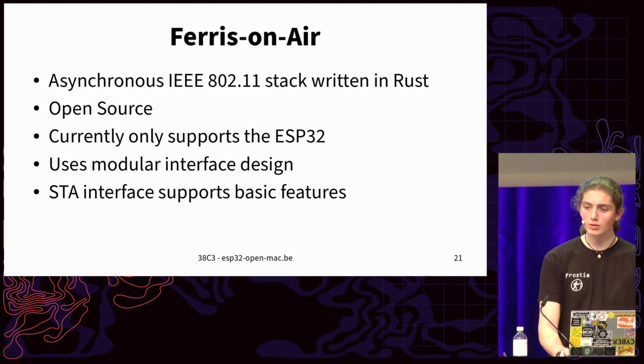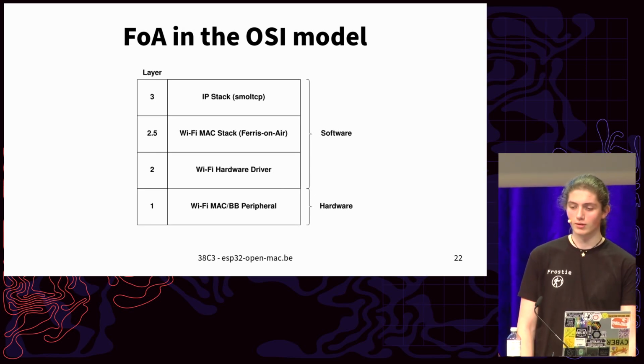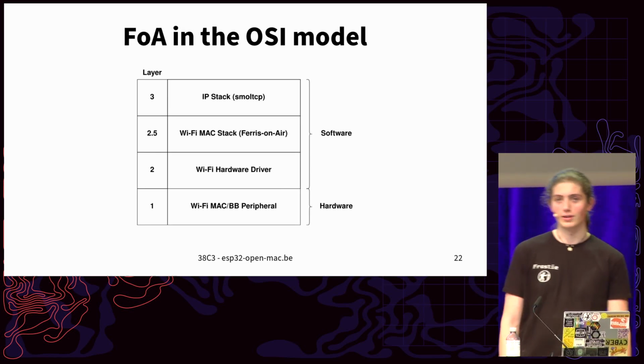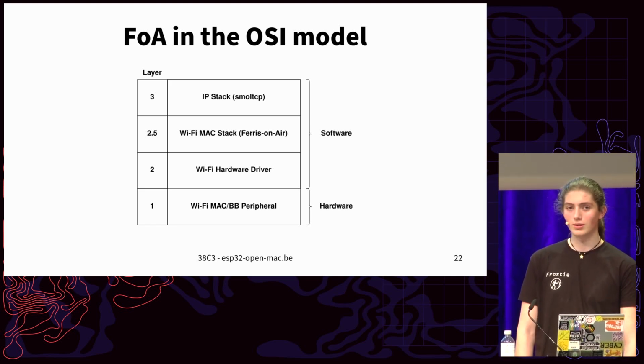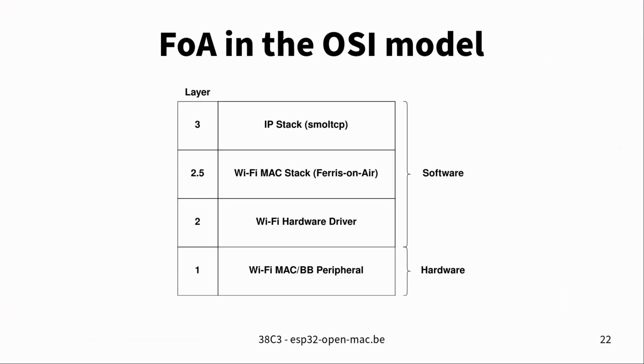And in the OSI model, FOA lives sort of on layer 2.5. So at layer 1, you have the hardware, which is the MAC and baseband peripheral, which generate the RF signal and do some parts of layer 2. And directly on layer 2, you have the Wi-Fi hardware driver, which I also wrote in asynchronous Rust.